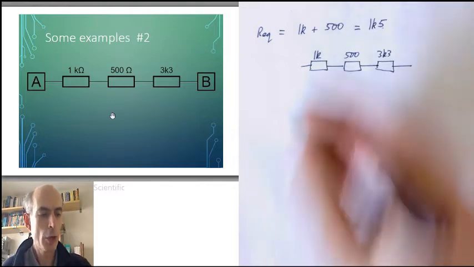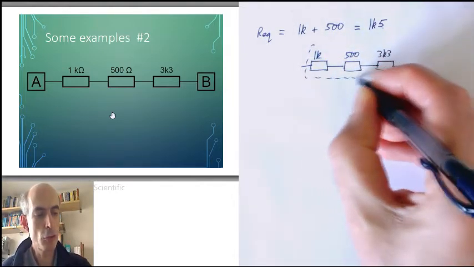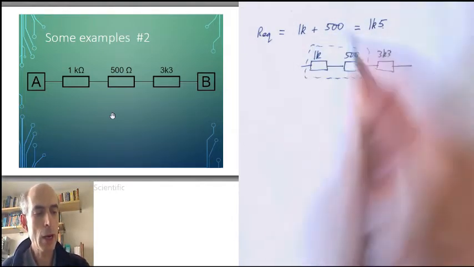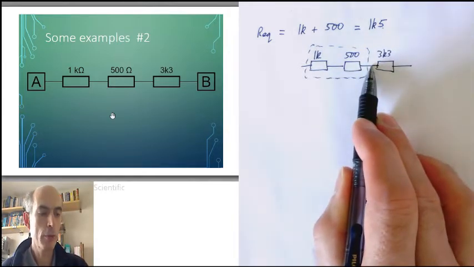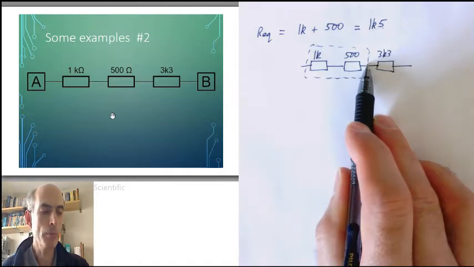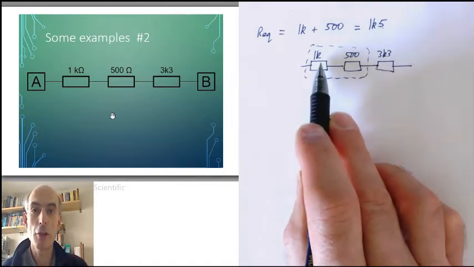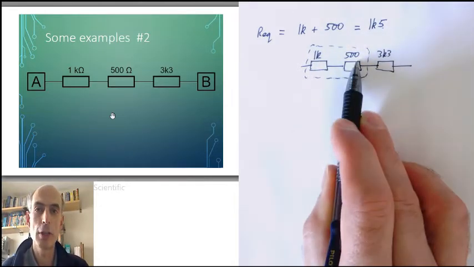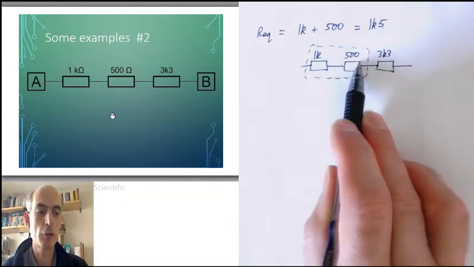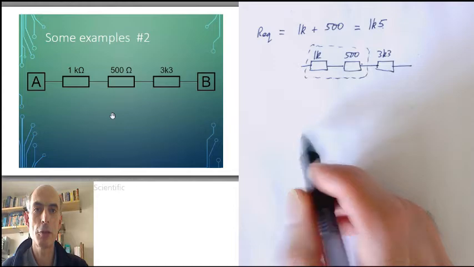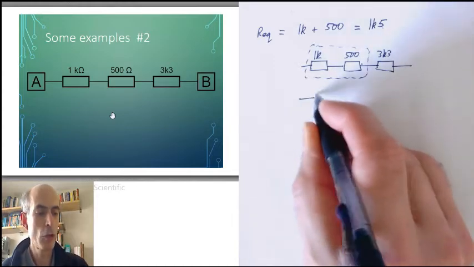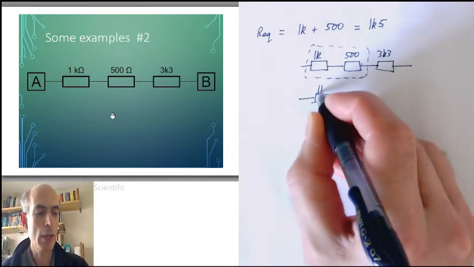Now, we could consider that those two resistors were our two-terminal resistor network. And we know from the formula we've just used before that the equivalent resistance of these two resistors in series is a single 1k5 resistor. We can replace both of those with a single 1k5 resistor. So, we could redraw the circuit in an equivalent way like this.